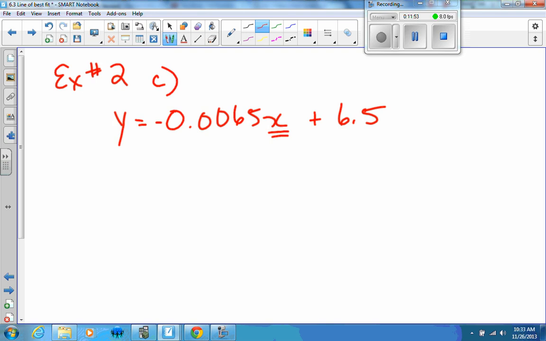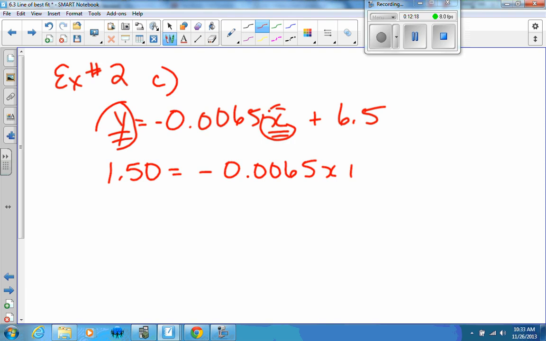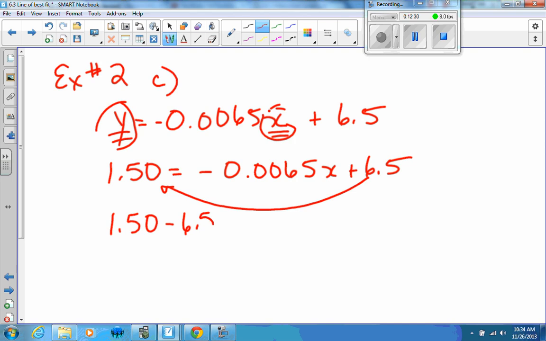Is the price of the t-shirt your x variable or your y variable? You have to remember that the number of t-shirts was your independent, and his order was based on how many shirts he ordered as to the price. So y is going to be your independent or dependent. So you're going to make 1.50 is equal to y is negative 0.0065x plus 6.5. Now you're just going to use simple algebra to solve this equation. So first of all, we want to move 6.5 over to this side. So it'll be 1.50 minus 6.5 is equal to negative 0.0065x. And we want to get x alone.